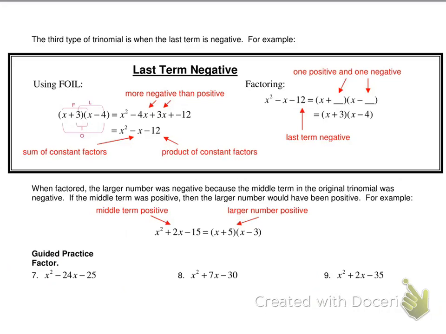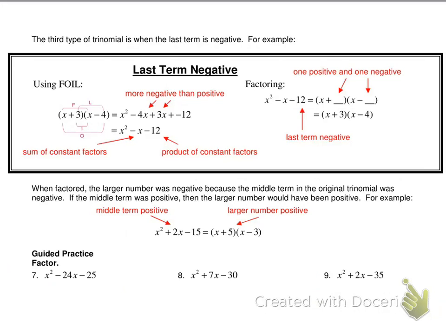The last problem that you'll encounter when factoring trinomials is when your last term is negative. This is the one that can be kind of tricky. When your last term is negative, one of your constants is going to be positive inside of your parentheses, and one is going to be negative.